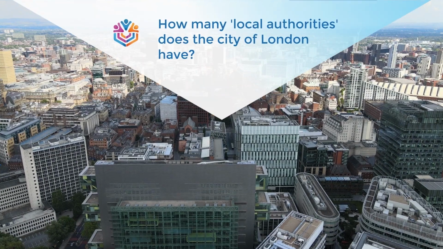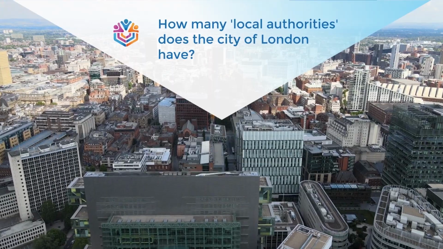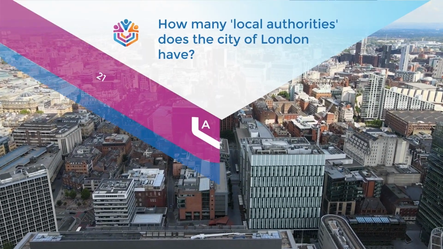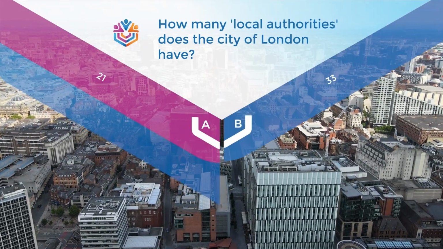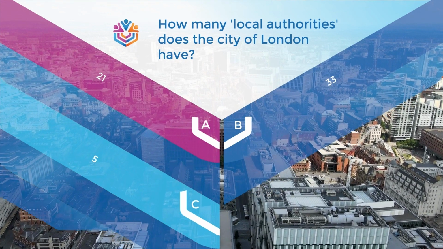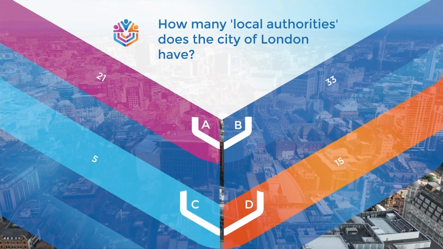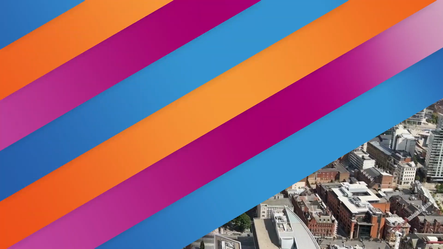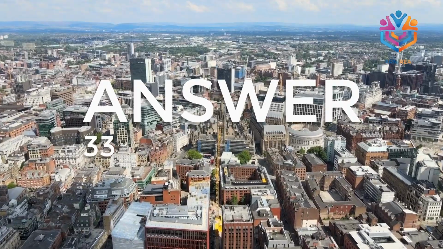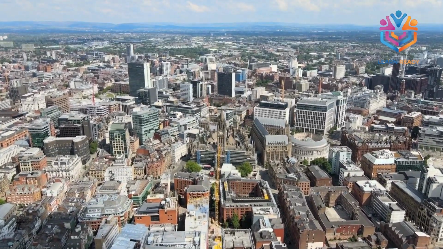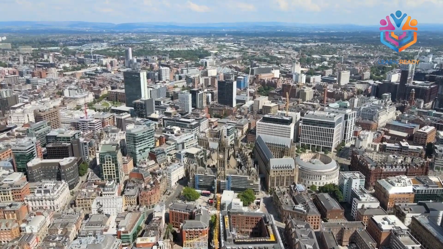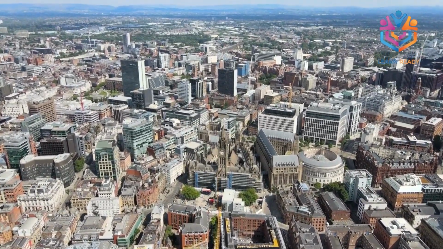4. How many local authorities does the City of London have? A. 21. B. 33. C. 5. D. 15. Answer: 33. London has 33 local authorities, with the Greater London Authority and the Mayor of London coordinating policies across the capital.